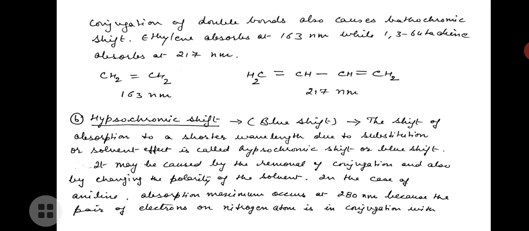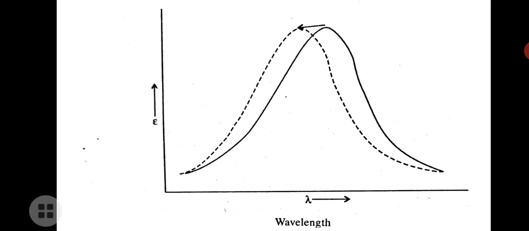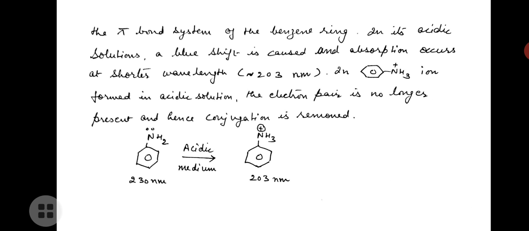Now in case of aniline, the absorption maximum occurs at around 280 nanometers because the pair of electrons on nitrogen atom is in conjugation with the pi bond system of the benzene ring. In its acidic solutions, a blue shift is caused and absorption occurs at shorter wavelength, that is approximately around 203 nanometers. In anilinium ion formed in acidic solution, the electron pair is no longer present and hence conjugation is removed. So here in this example, again, we can see the absorption maximum is shifted towards shorter wavelength.